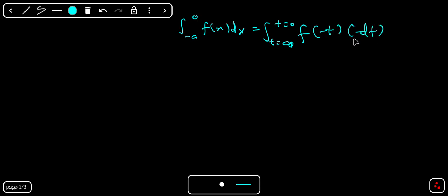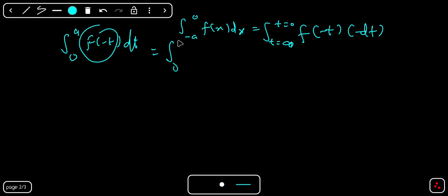Because of this negative sign, we can switch the limits. If we switch the limits, we have the integral from 0 to a of f of negative t dt. Since f is an even function, f of negative t gives us f of t. Then we have the integral from 0 to a of f of t dt. We can change the variable from t back to x, and we have the integral from 0 to a of f of x dx.